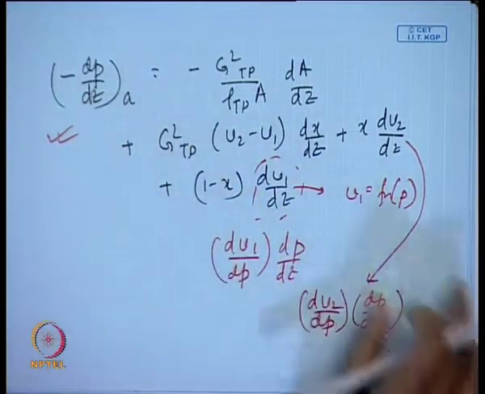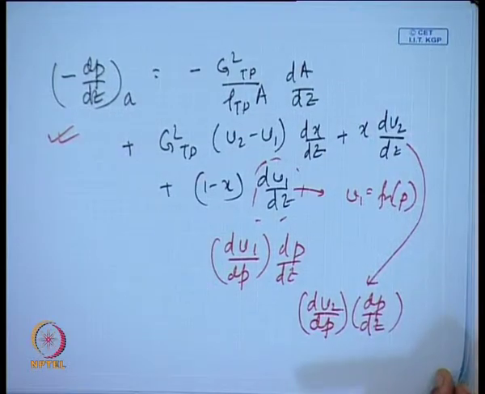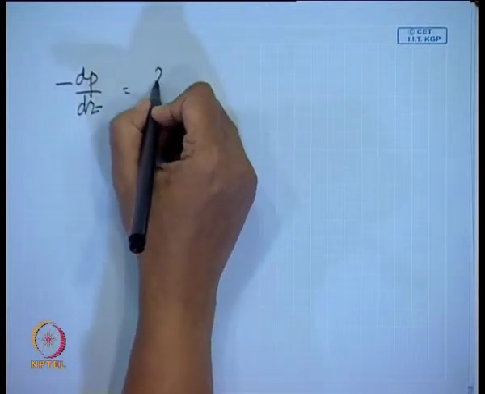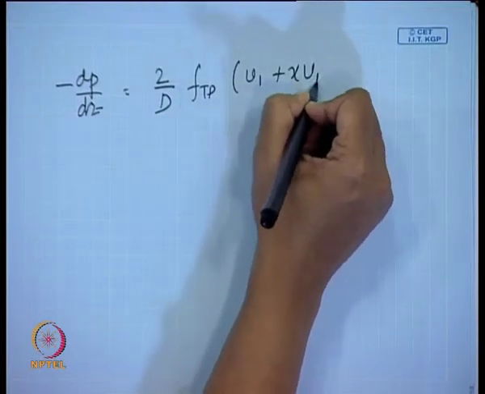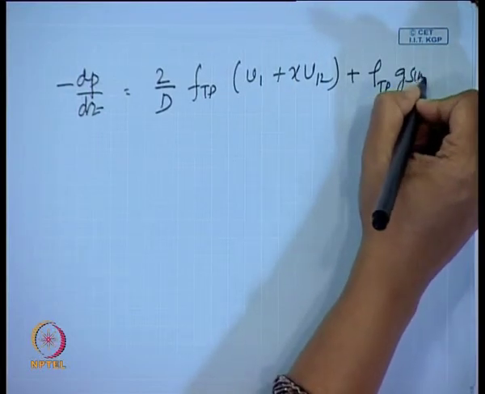So, if you substitute all of these in the total expression of minus dP dz, then tell me what is the final expression that you are getting. Let us see. The final expression that we will be getting is minus dP dz, equal to 2 by d FTP V1 plus x V12 plus, let me keep it as rho TP because it is an input parameter.